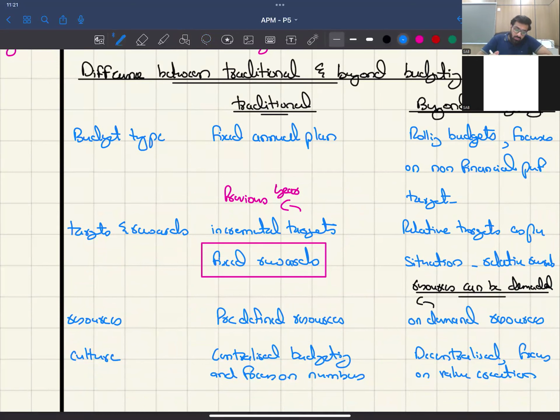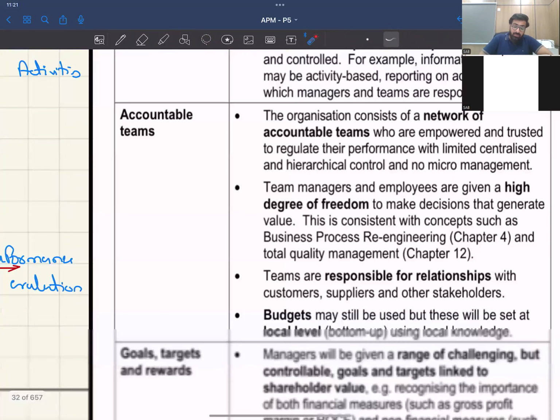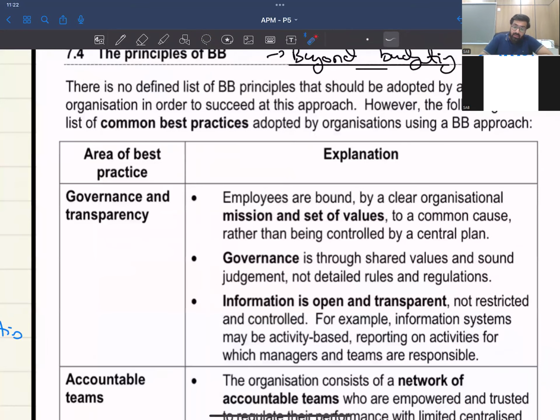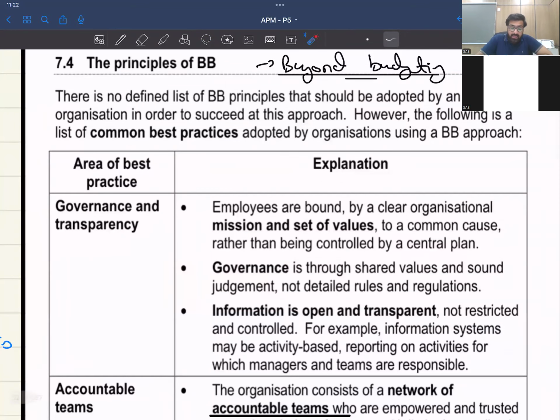Yeah. So if someone asks you, or the requirements ask you, to highlight the traditional and beyond budgeting, or the differences, it's quite simple. Now, what does BBRT say? What does it say for the principles of beyond budgeting?